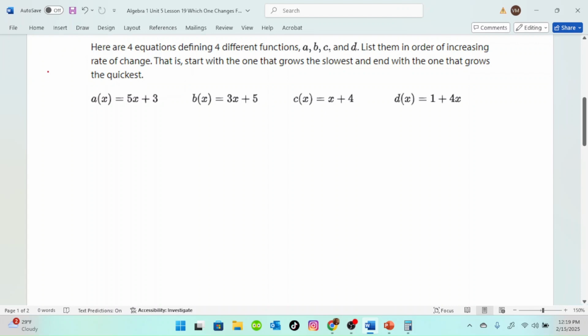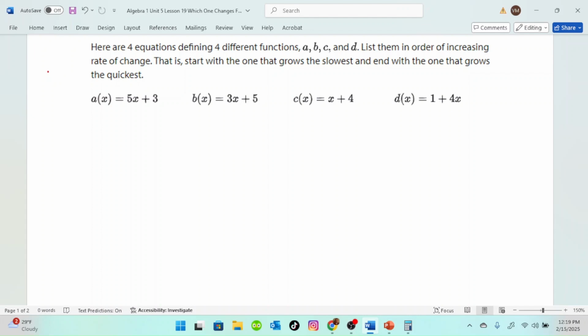Our next practice problem says here are 4 equations defining 4 different functions, a, b, c, and d. List them in order of increasing rate of change. That is, start with the one that grows the slowest and end with the one that grows the quickest.